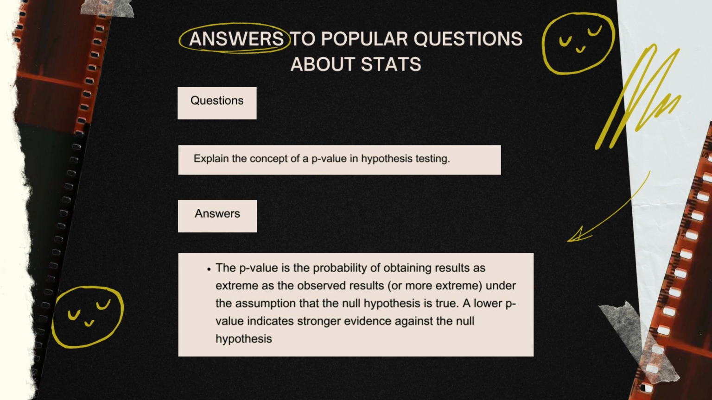Question: Explain the concept of a p-value in hypothesis testing. Answer: The p-value is the probability of obtaining results as extreme as the observed results, or more extreme, under the assumption that the null hypothesis is true. A lower p-value indicates stronger evidence against the null hypothesis.